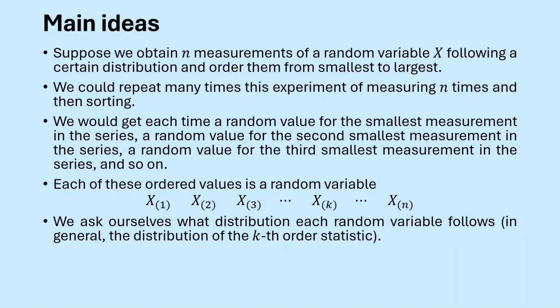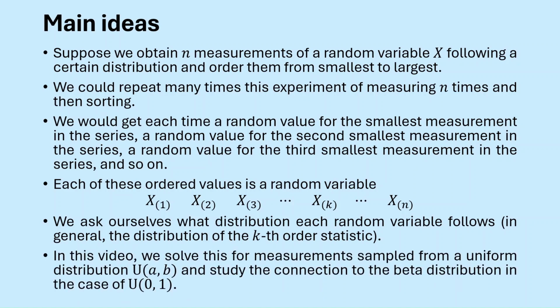We ask ourselves what distribution each random variable follows. In general, the distribution of the kth order statistic. In this video, we solve this from measurements sampled from a uniform distribution of parameters a and b, and study the connection to the beta distribution in the case of sampling from a uniform distribution with parameters 0 and 1.